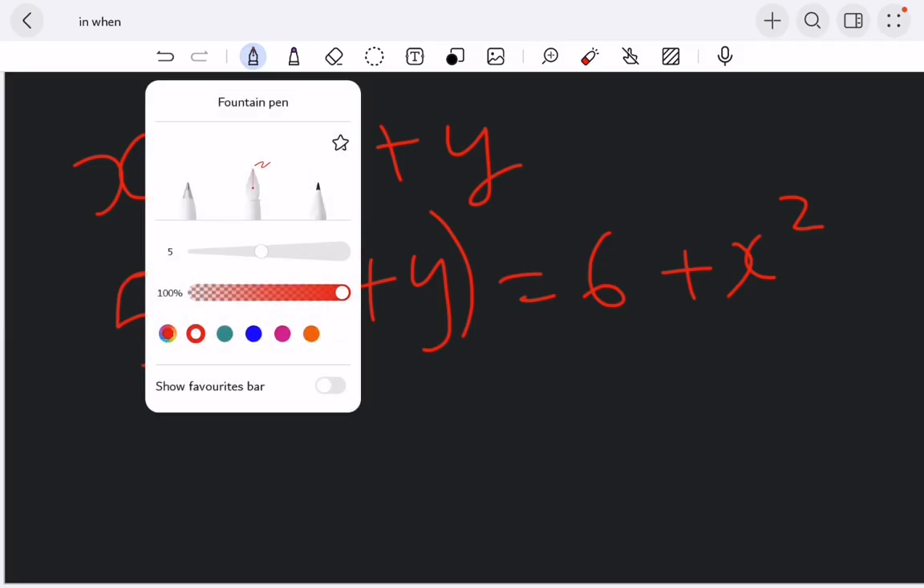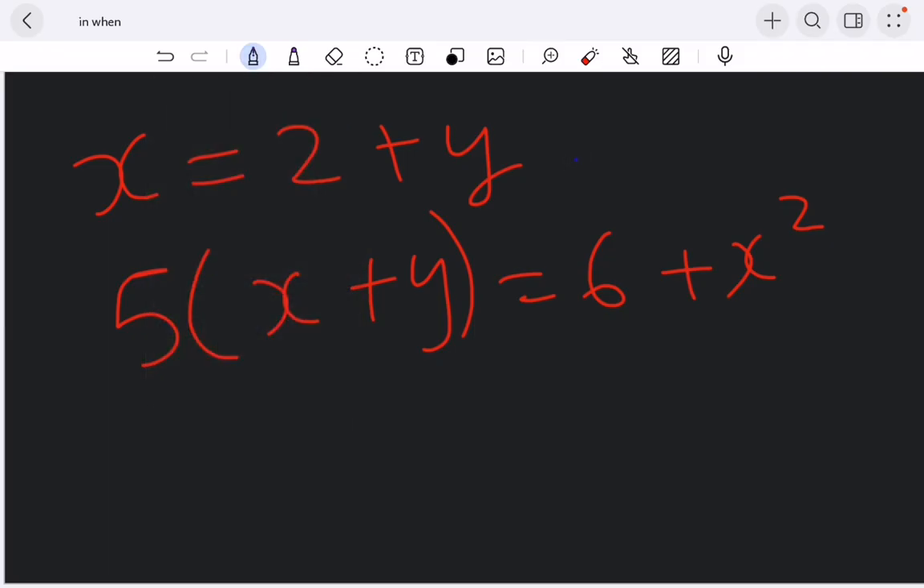So I'm just going to put x is equal to 2 plus y. Then we say 5 into 2 plus y is equal to 6 plus 2 plus y, squared. Whenever I see x, I substitute 2 plus y in the second equation, which is this one. So this is the first equation, this is the second equation. Whenever I see x, I put in 2 plus y. Okay, so I'm just going to simplify this.